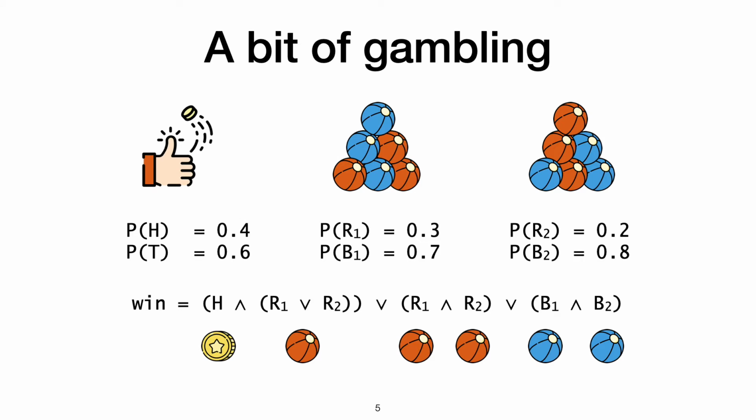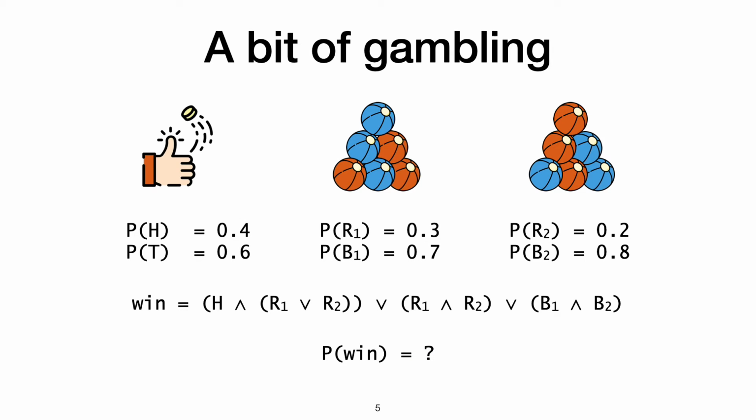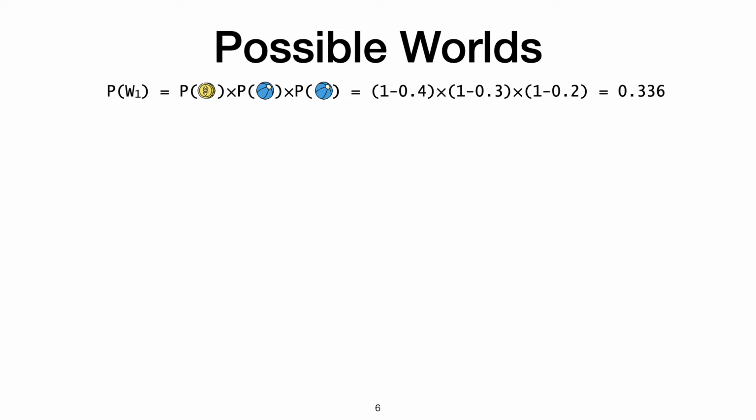And we are wondering what the probability is to win this game, given the probability of the separate actions, as we have here. And also how we can compute this probability, of course. A way to do this, and actually the way we will look at in this presentation, is by computing the so-called possible worlds. That is, we model every possible situation of our gambling game, together with its probability.